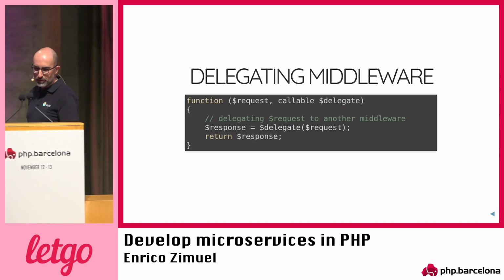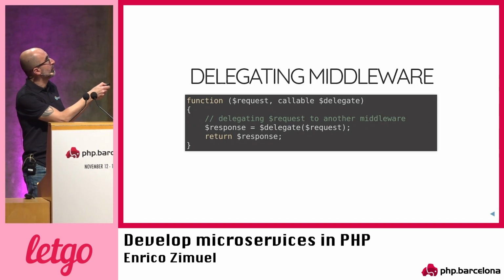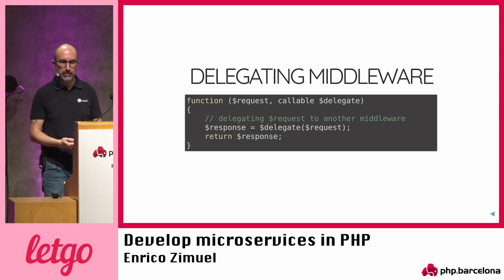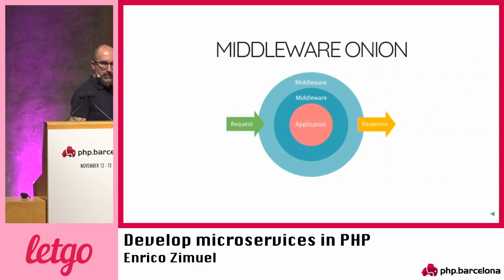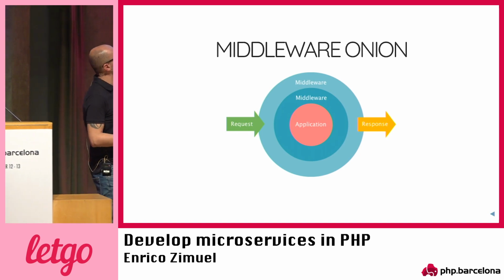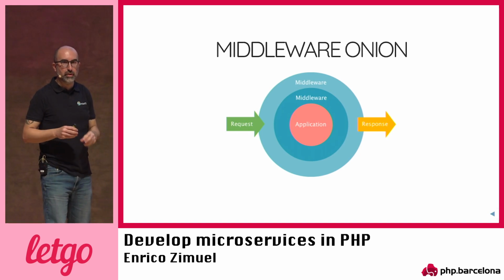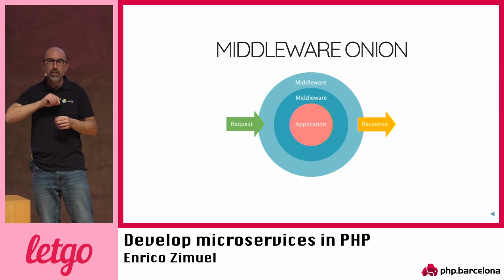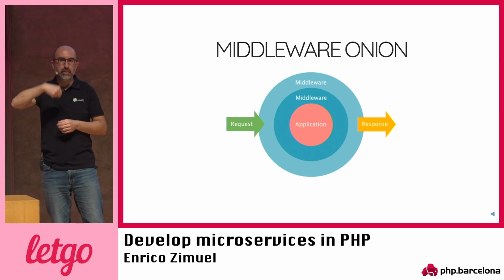So with this simple solution, just adding a parameter of delegate, we can actually create an entire application using this approach. The idea is the same of the kernel of Linux. You have this onion architecture, where you have this application that is built using different middleware, and you call and you delegate the execution to the other middleware.